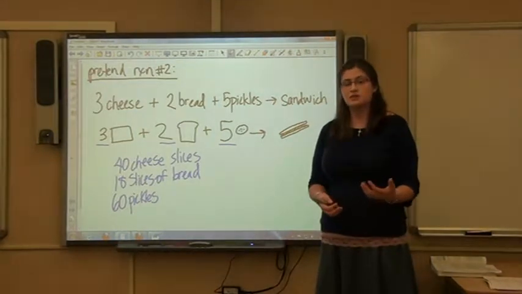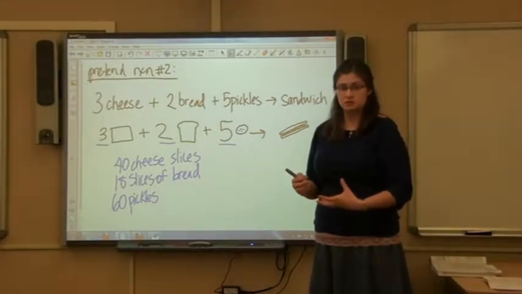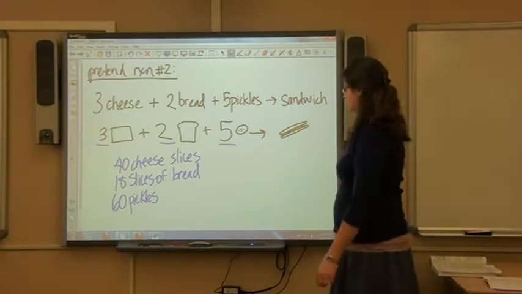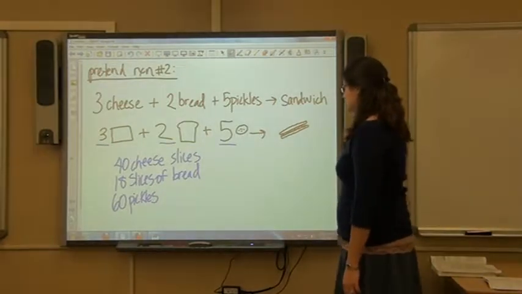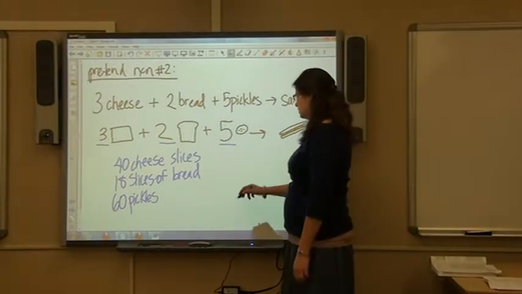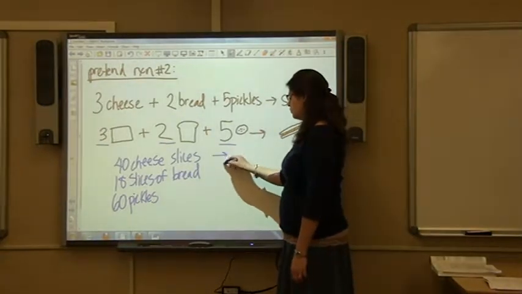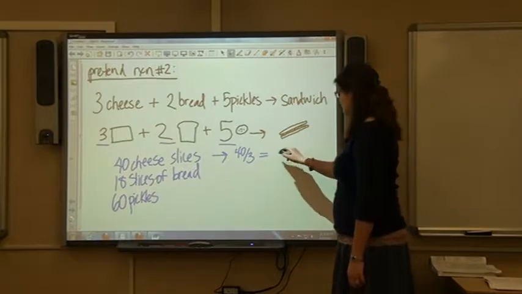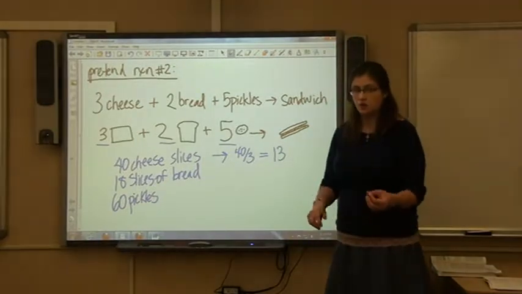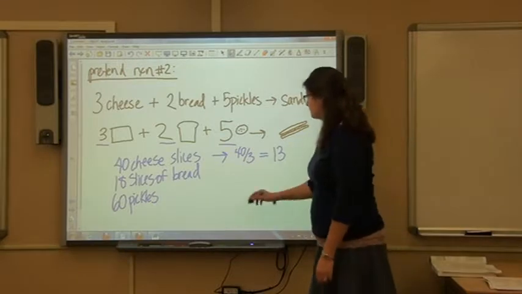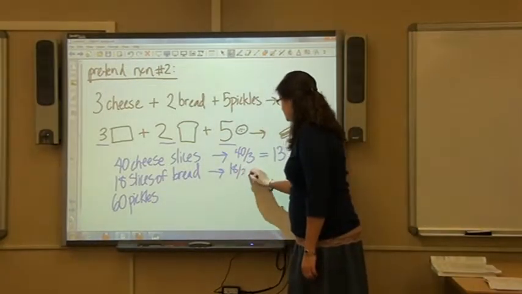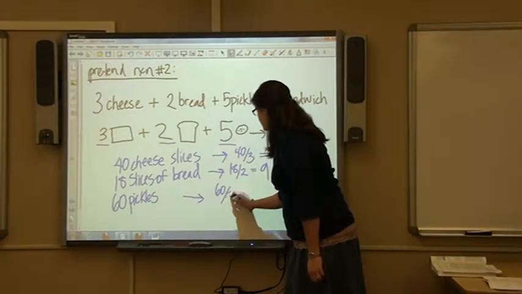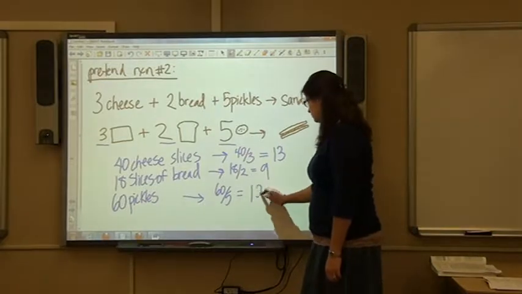The same principles that we are going to be using here on these sandwich chemical reactions are the same things that we'll be doing when we talk about real live actual chemical reactions. Okay, so now to figure out how many sandwiches we can make, we have to take 40 divided by 3 equals a little more than 13, but we have to make whole sandwiches, so we can only make 13 sandwiches. From 18 slices of bread, 18 divided by 2 is 9. And from 60 pickles, 60 divided by 5 is 12.